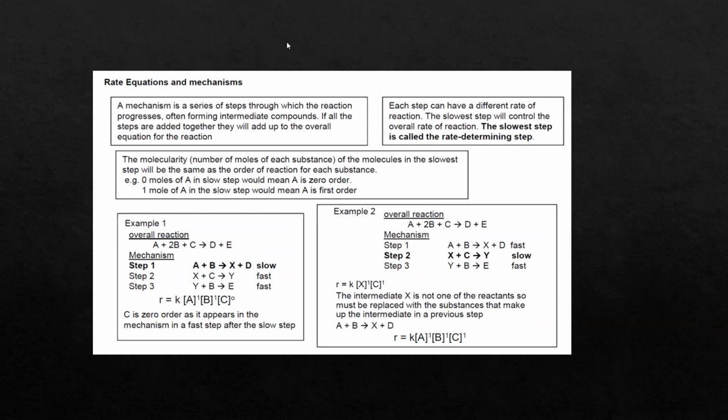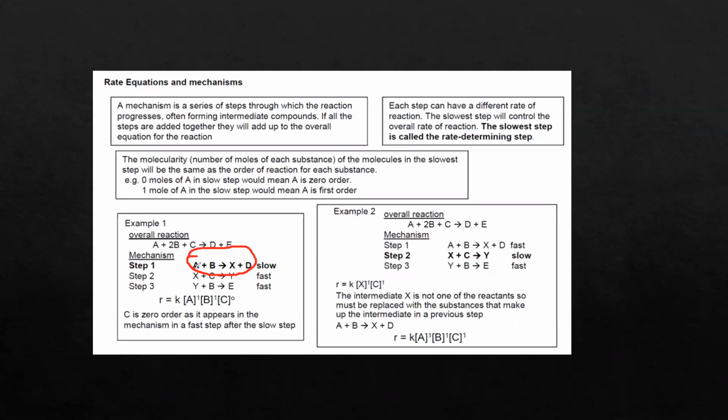So for example, the overall equation is A plus 2B plus C gives D plus E. But the mechanism steps are: when A reacts with B, it forms X plus D, then X reacts with C to form Y, and then Y reacts with another B to form E. The first reaction is slow, and the remaining two are fast. So which reaction is the rate determining step? The one which is the slowest. So when we write the rate expression, we always use the slowest one.